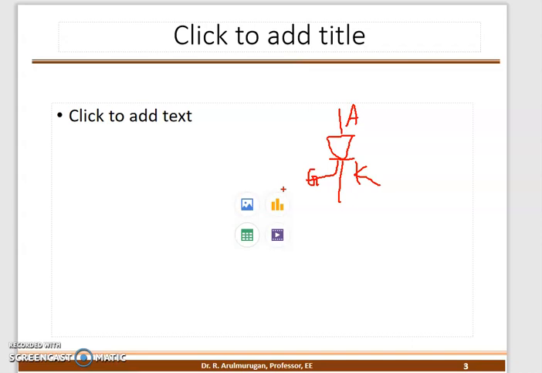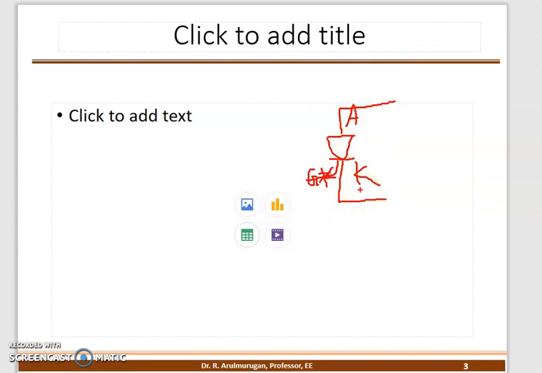The next one is the GTO. What does GTO mean? Here you put a slash on the gate, or it is a double-sided arrow mark. This is a GTO. The output of the device is from anode to cathode.